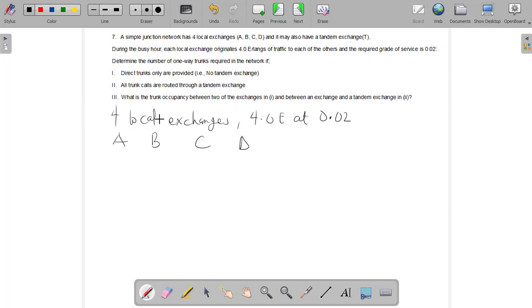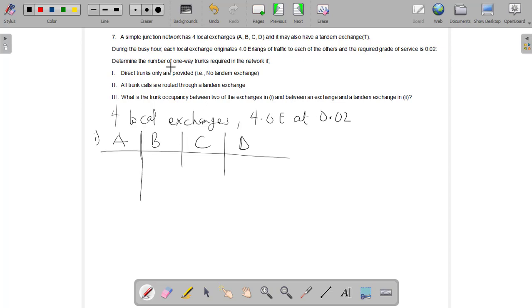So the first thing we need to do is to identify the number of routes for the case of the tandem, or for the case of the system without a tandem exchange. The first thing is to identify the number of possible one-way routes, because the question is asking us to find the number of one-way trunks required in the network. So this is what we will do.